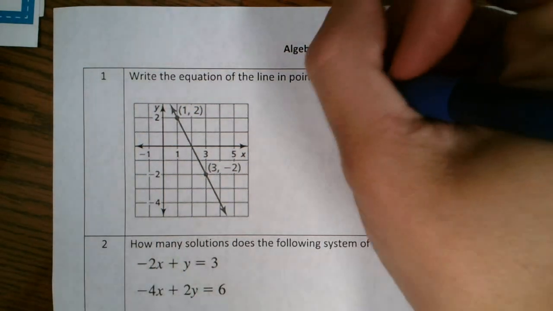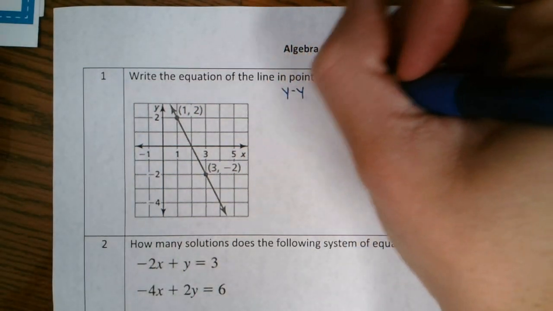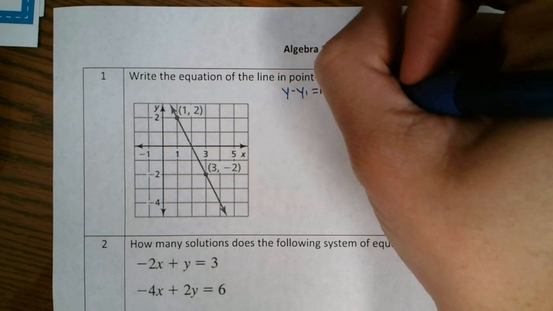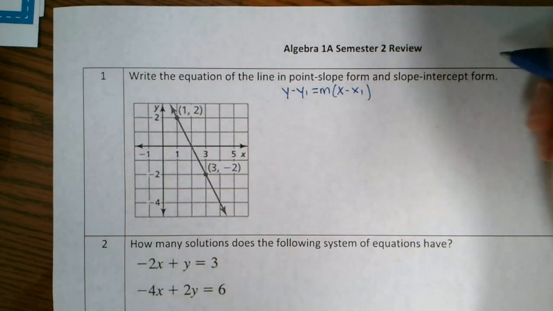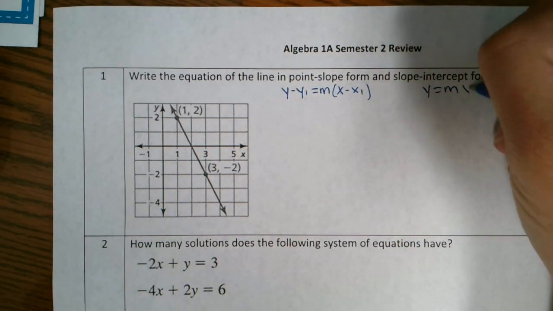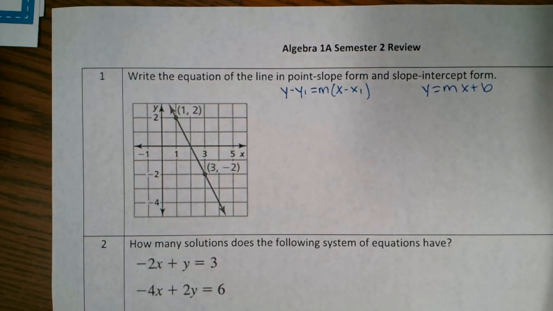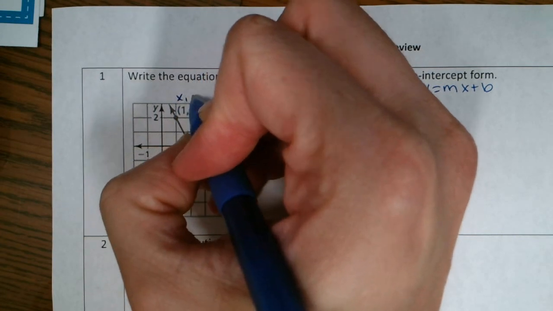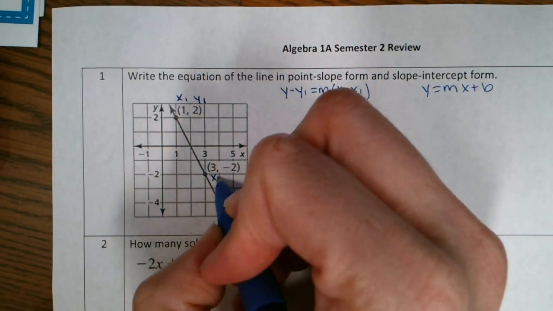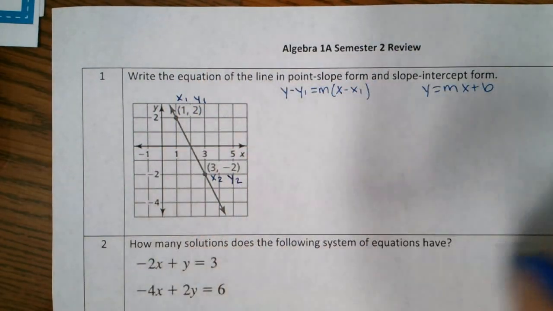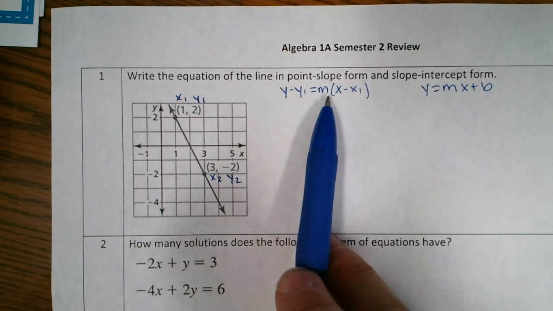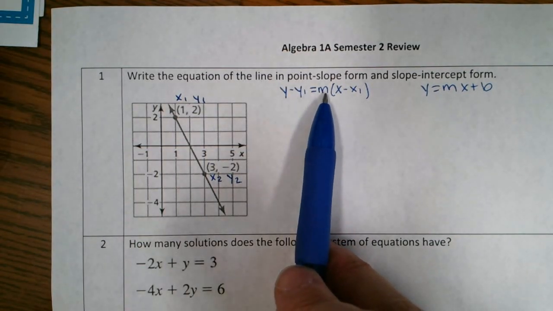Alright, for the review, we've got point slope form and slope intercept form. So we need to look at our equation and see what they're giving us. This is our x1, y1. This can be x2, y2. In order to do point slope, I'm going to need the slope of my line.